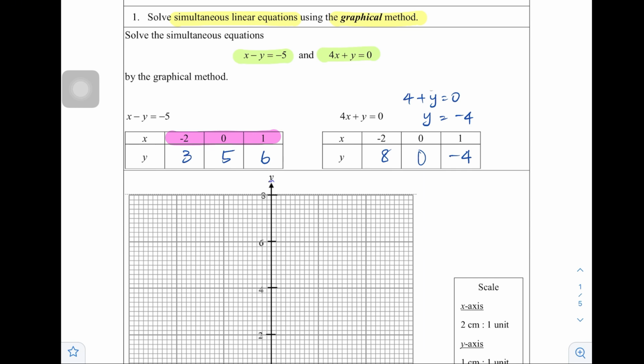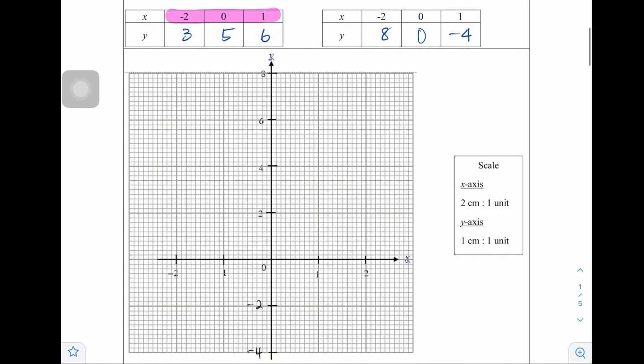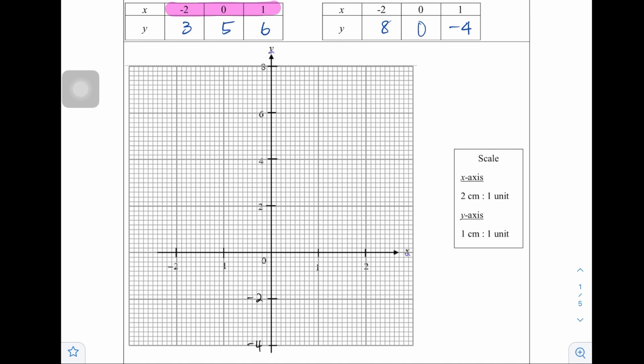So once I am able to get the table of values correctly filled in, I would be able to plot the points on the axis and join them into a straight line. So let's plot the points for the first equation. So we have -2 and 3, which is right over here. We have 0 and 5. And finally, we have 1 and 6.